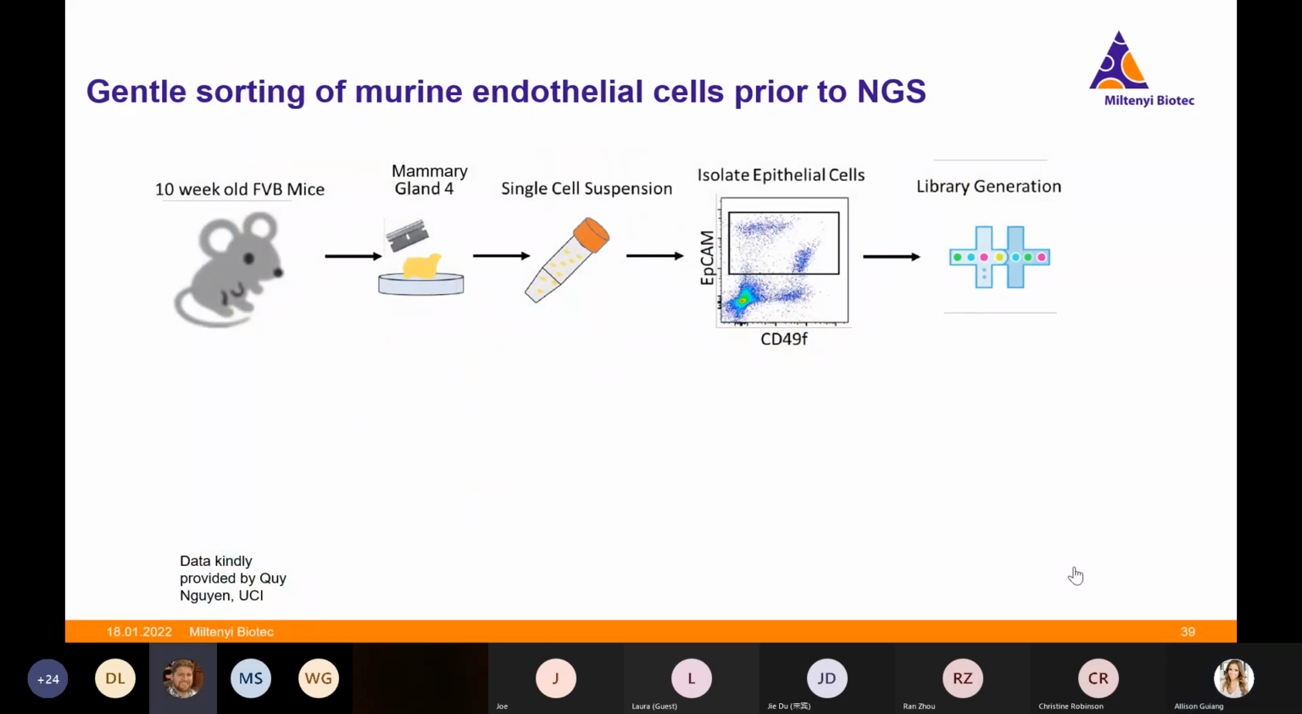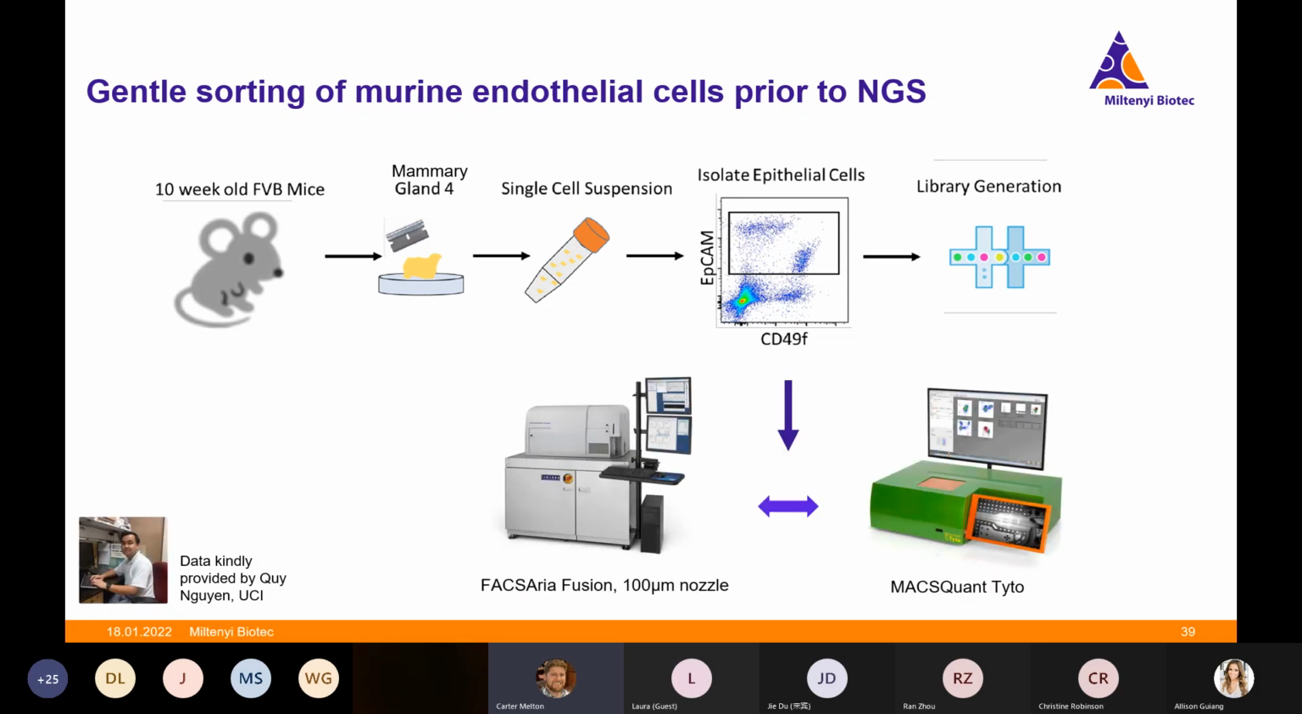Thank you, Allie. So we're going to talk about a few of the applications, as Allie mentioned. The first one we're going to go over is sorting of these mammary epithelial cells prior to NGS. The overall summary was they took these 10-week-old mice, isolated the mammary gland, got some single cells, and then we isolated these epithelial cells based on EpCAM and CD49f expression. So libraries were created, but the main thing that was done is there was a head-to-head comparison of the Tyto versus the MACSQuant. So on the next slide, we're going to summarize some of the data as we did this sorting head-to-head on these epithelial cells.